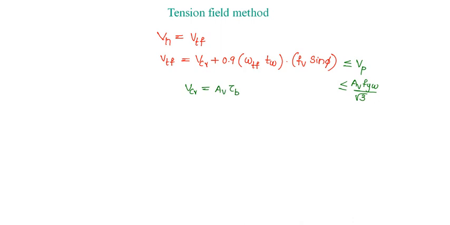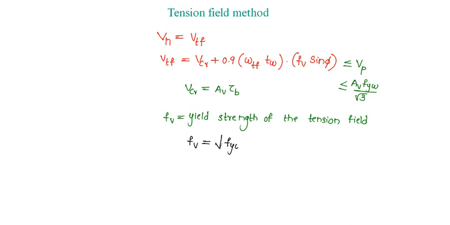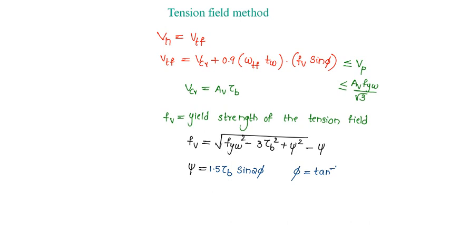In this formula, fv is the yield strength of the tension field and it is given as fv, which is equal to the under root of fyw square minus 3 times tau b square plus psi square minus psi, where psi is 1.5 times tau b into sin 2 phi, where phi is tan inverse of d by c by 1.5, and tau b is already defined.